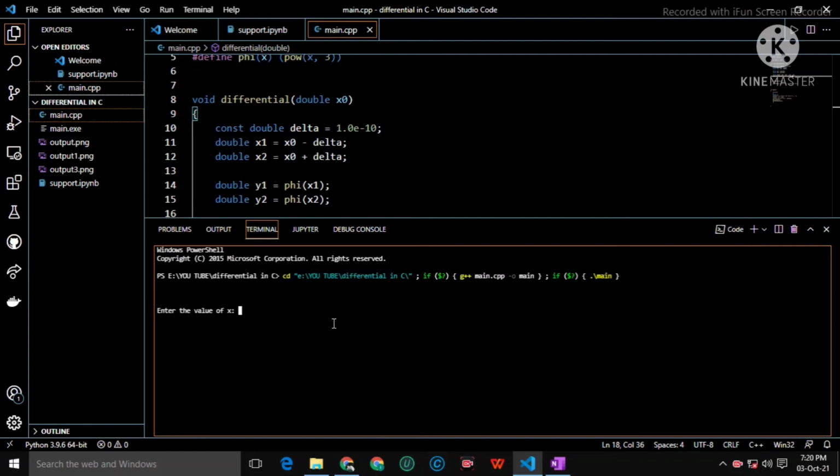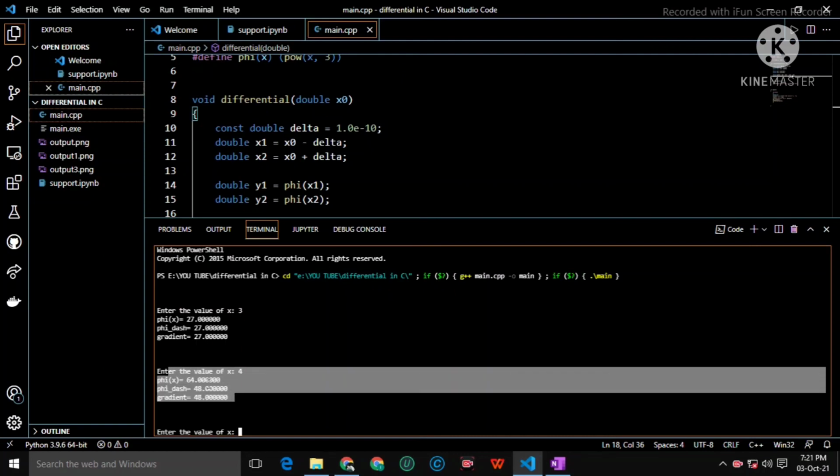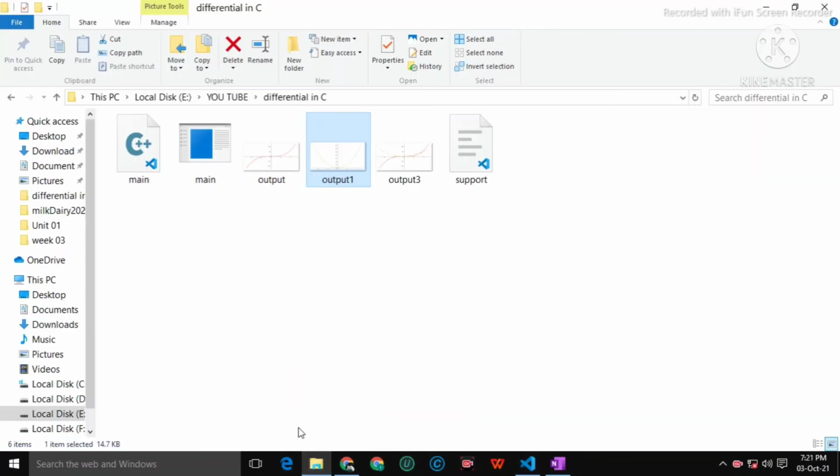So I'm going to put the value of x as 3, so the answer is 27. See, that's what we were expecting, right? Because the differential is giving equal value to the gradient. And then we have this in an infinite while loop, so I'm going to give the value 4 this time, and see, the value is 64 for y, but 48 and 48 for gradients, because 4 squared is 16 and 3 into 16 is 48.